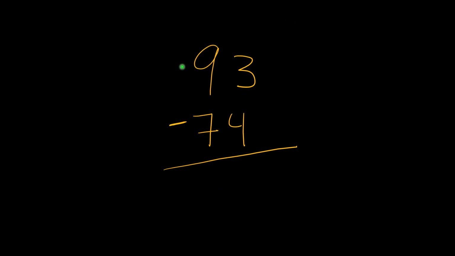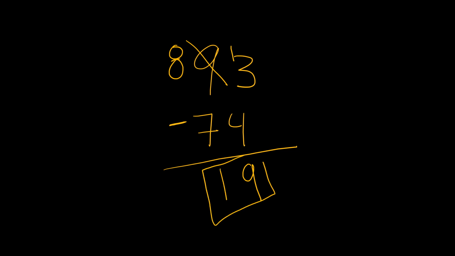Alrighty, in this example I have 93 minus 74. So we can't minus 4 from 3. That means we're going to have to borrow. So this 9 is going to become an 8. This 3 is going to become a 13. And now I have 13 minus 4, which is going to give me 9. And I have 8 minus 7, which is going to give me 1. Therefore, the answer would be 19.